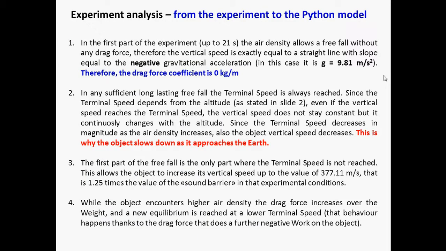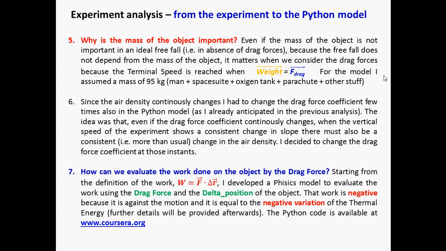In this one and in the next two slides, there is a summary of assumptions and physics analysis. It is important to say that even if the object velocity tends to maintain the terminal velocity, it cannot stay constant because the terminal velocity is not constant. I had to guess the mass of the object for the model. I assumed a mass of 95 kilograms.